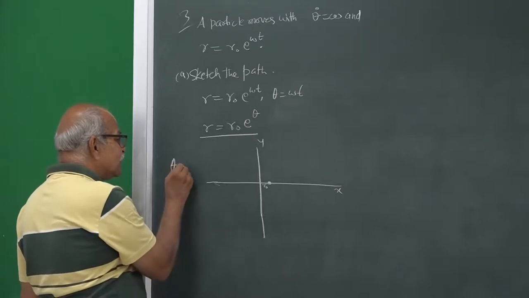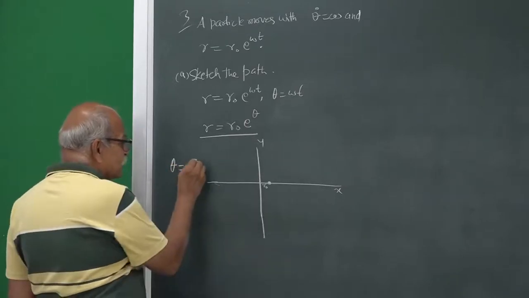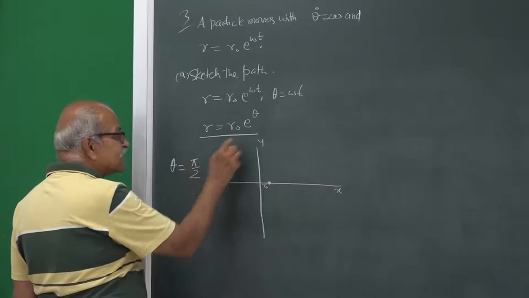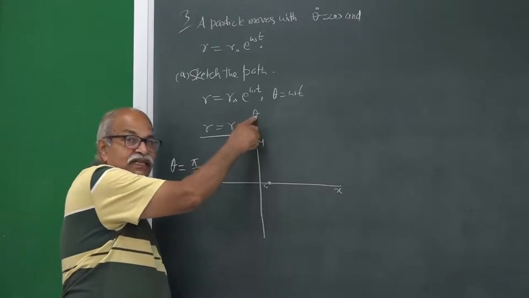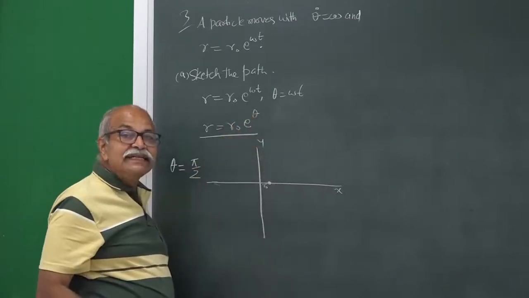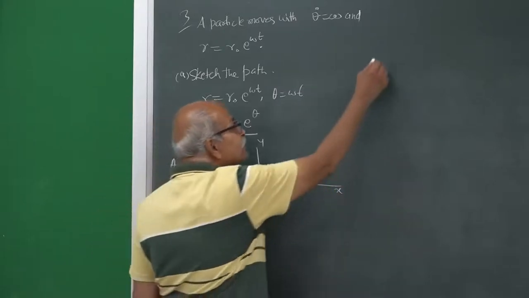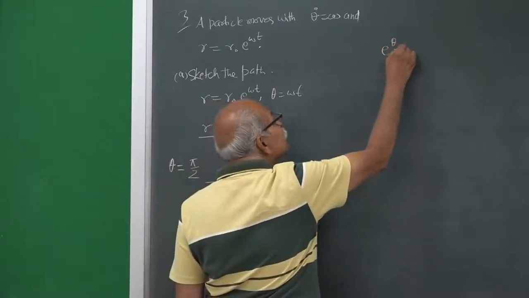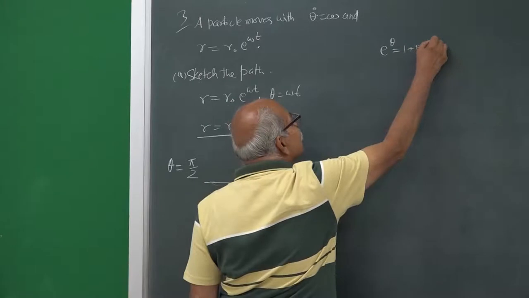Now when theta is, let us say, pi by 2, as theta increases from 0, e to the power theta will increase. You know what is e to the power theta? e to the power theta is 1 plus theta plus theta square by 2 and so on.